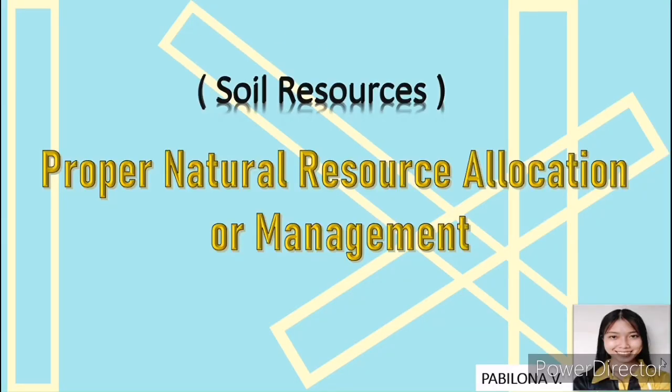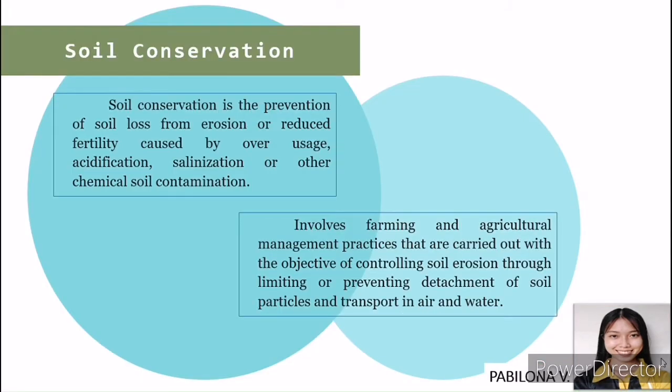Proper natural resource allocation and management. By definition, soil conservation is the prevention of soil loss from erosion or reduced fertility caused by overusage, acidification, salinization, or other chemical soil contamination.